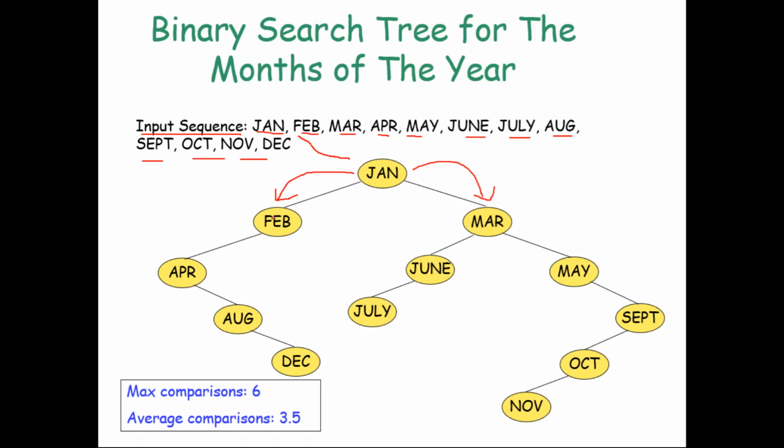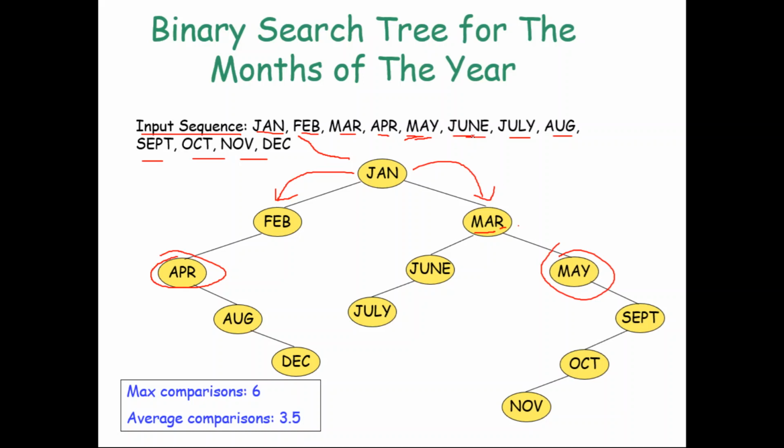There is Feb. Again A is less than F, so go to the left. So April is added as the left child of February. Next May. If you compare with Jan, M is greater than J, so it comes here. But when you compare May and March, the first two characters are equal, so compare the next character, R and Y. Y is greater than R, right? So May is added as the right child of March.